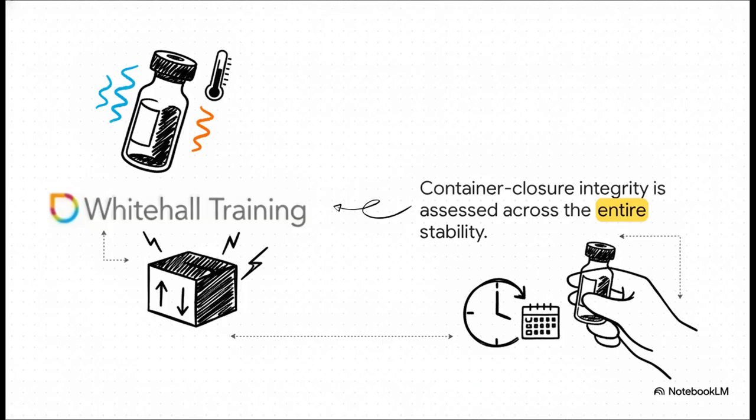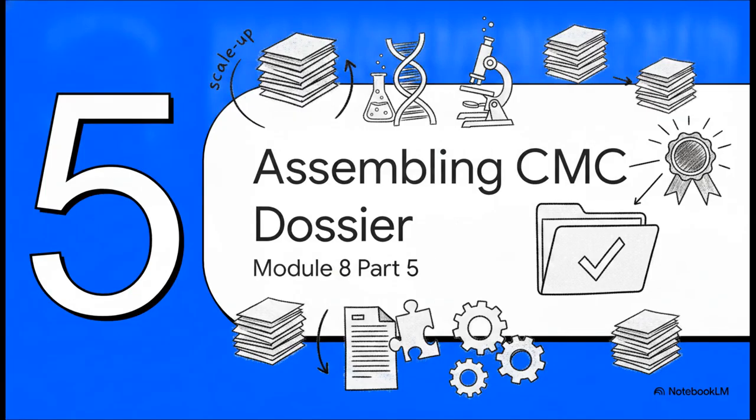So, checking the seal once at the factory just doesn't cut it if you want to guarantee the product is still sterile 6 months down the line. You also need in-use stability studies to figure out the exact practical window a healthcare provider has after they first open that container. Which brings us to our final stop, Part 5, Assembling the CMC Dossier.